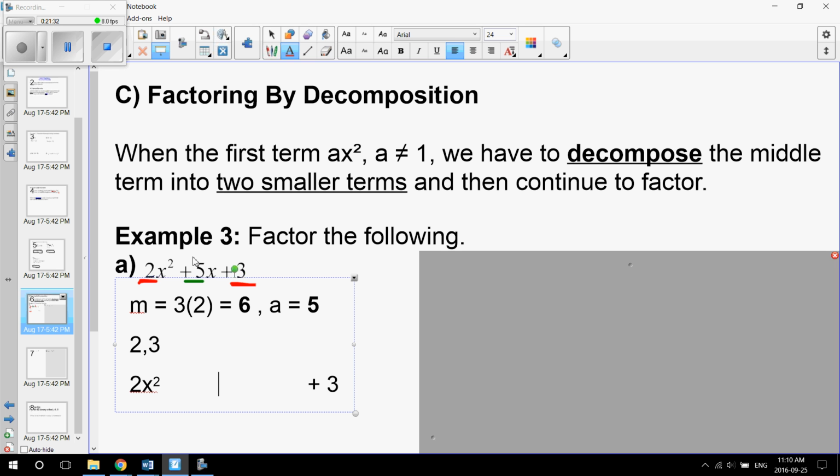The only difference is this middle term of this plus 5x. Instead of writing 5x, what we're going to do is break it down into two pieces. We're going to break it down into the two numbers that we came up with. So instead of having a plus 5x, we're going to have a plus 2x and a plus 3x.